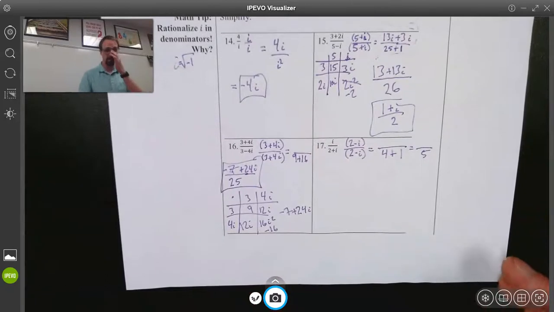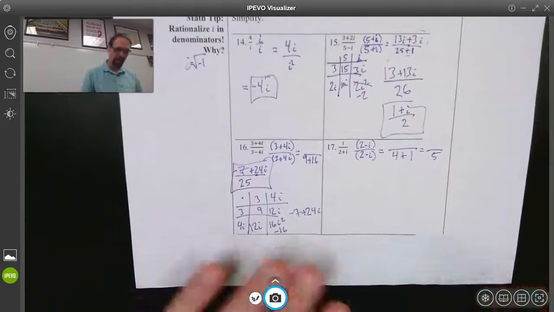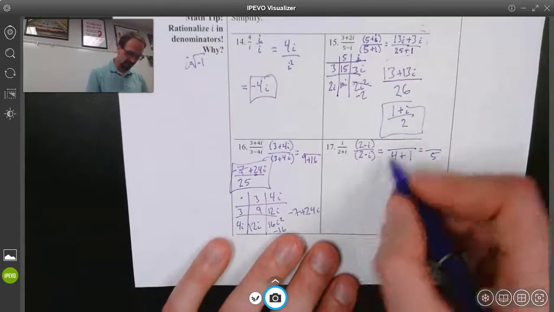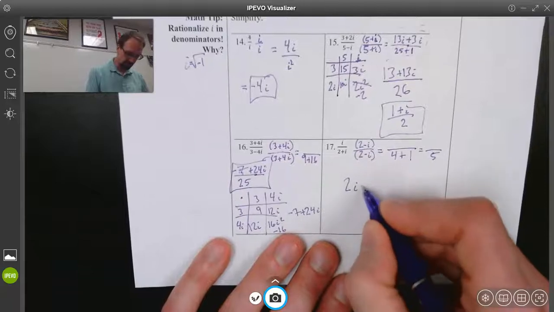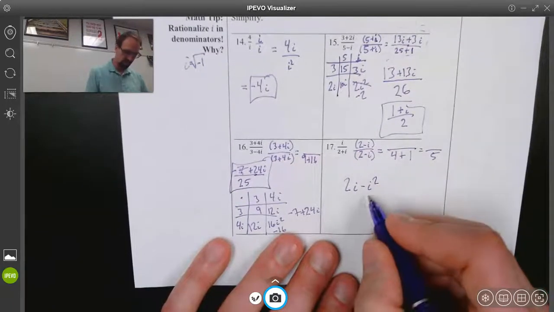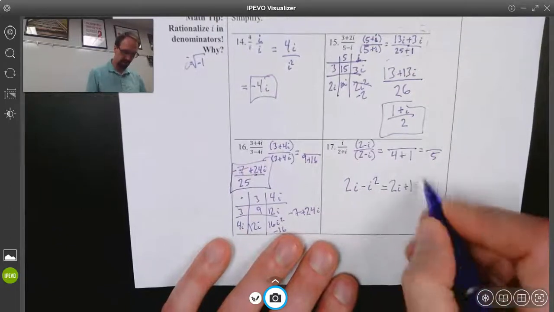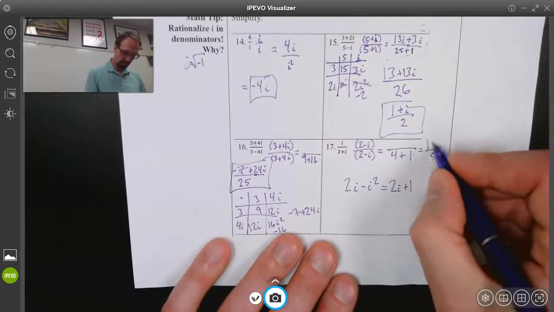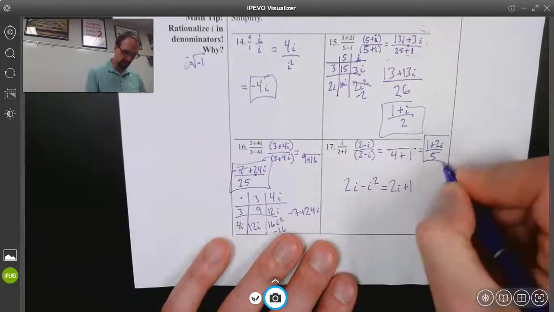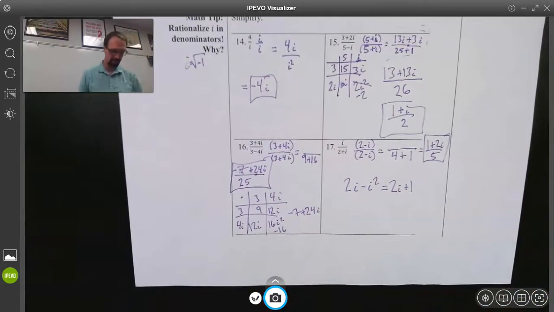Continuing on with 17. All right, distributing the i, so that's going to be 2i, and then minus i squared. i squared is negative 1, so that's going to be 2i plus 1. So then for this one, I'm going to have 1 plus 2i over 5.